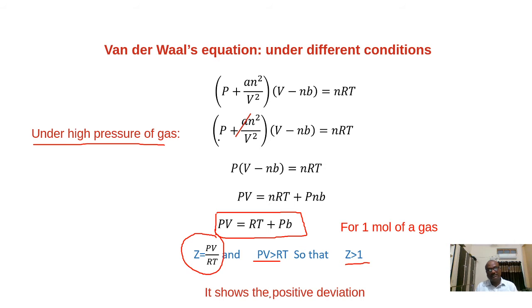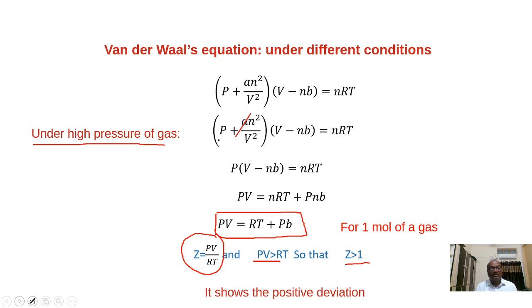When the gas shows positive deviation, what is the inference? We say the gas molecules are suffering from repulsive forces. Why are there repulsive forces? Because the gas is present under high pressure, the gas volume will be contracted and the intermolecular distance decreases, so repulsive forces will dominate between the molecules of the gas. Like that, we can also see the value of Z. Z will be greater than 1 under high pressure.